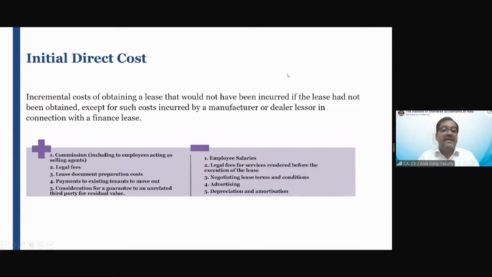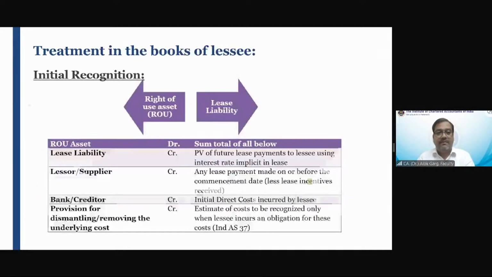Then we discussed initial direct cost. Initial direct cost are those costs, right, which is directly related to the entering into a lease contract. Initial direct cost means cost, incremental cost of obtaining a lease that would have been avoided if the lease contract would not have been entered. Okay. For example, your brokerage, stamp duty, okay, legal fees. So these are the initial direct cost. Payment to existing tenant to move out. These are the incremental direct costs, initial direct costs.